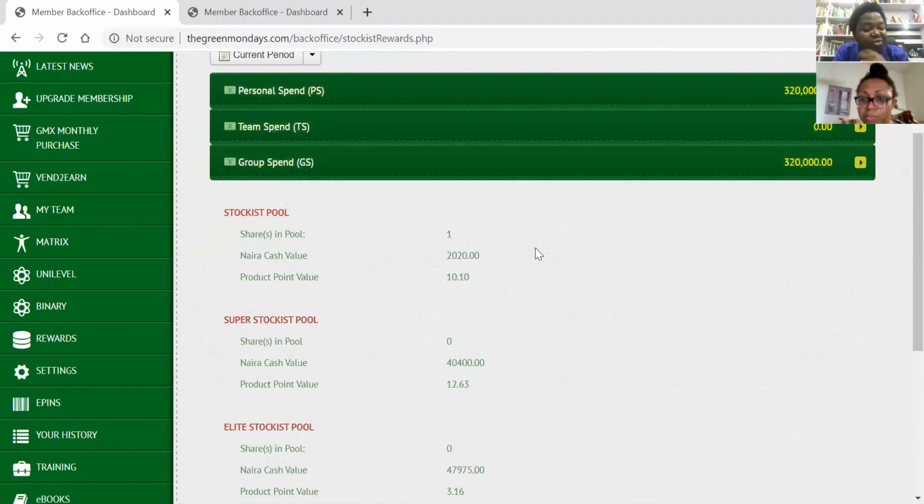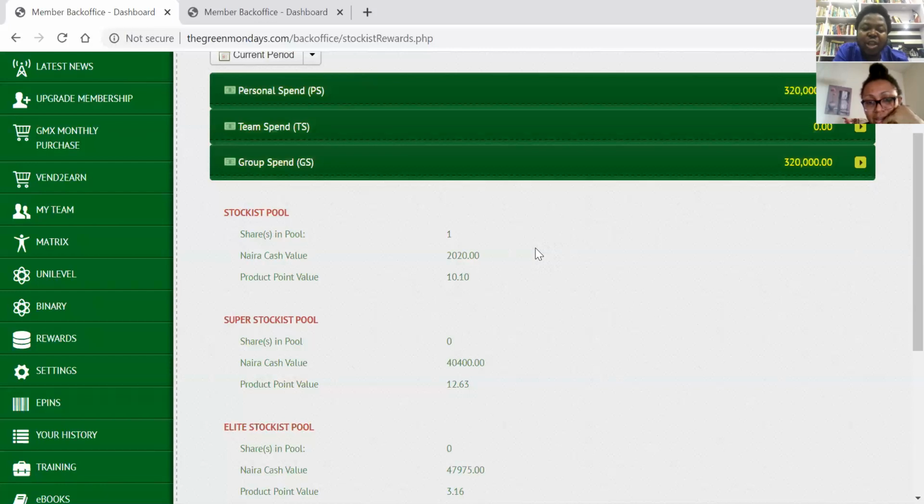Now, if you have one share, if today was the end of the month, your earnings will be 2,000 Naira, which is not a lot of money. And your product point value will be 10 points. Can you see 10.10? Do you know what that 10.10 means? No. That 10.10 means you are at liberty to pick any 10 products of your choice. Including Restore, including Fire, including Capsules. Any 10. So in Canada, where you're selling the average one for $30, that's like $300. So the Naira value is just a small value. The real value is the point value.